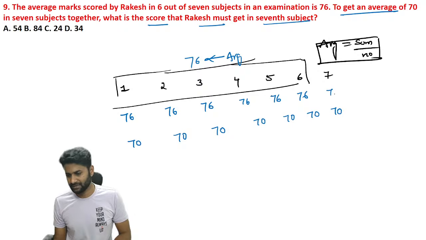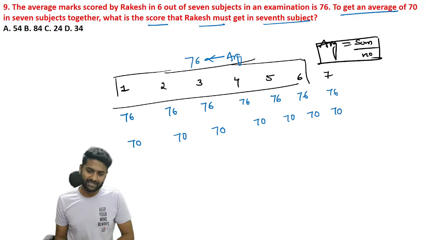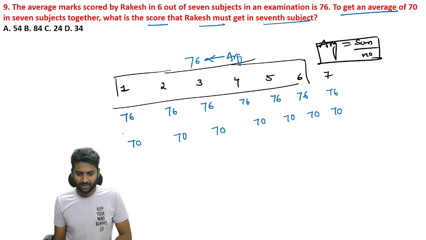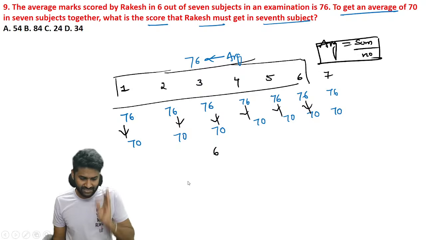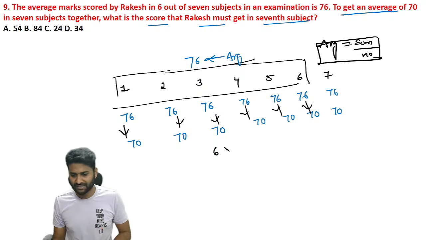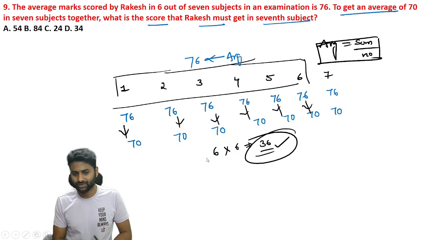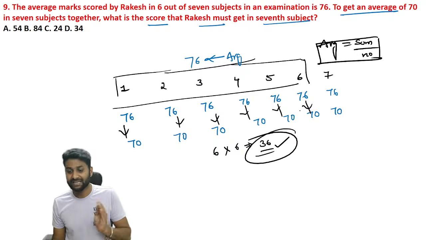Let us assume that the average is 76 in the 7th subject as in the previous case. So every time, if you observe, how much is the average decreasing? In every subject, it decreases by 6. If 6 is multiplied with 6, the total value is 36 units. And these 36 units we have to decrease from the 7th subject.